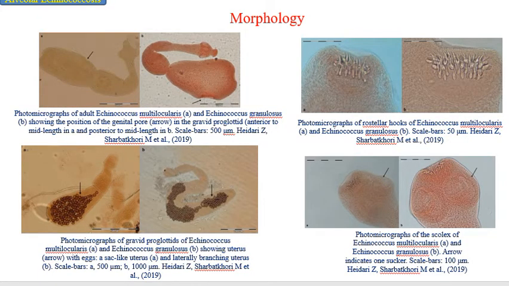The adult stage is smaller than Echinococcus granulosus. They have hooks and a uterus. They contain three parts: scolex, immature proglottids, and gravid proglottids.